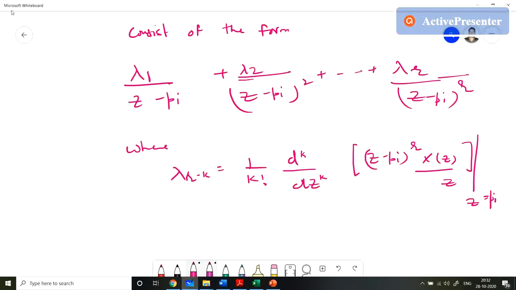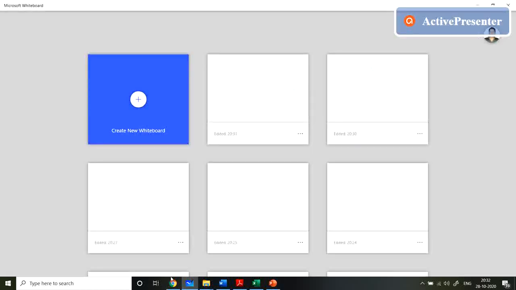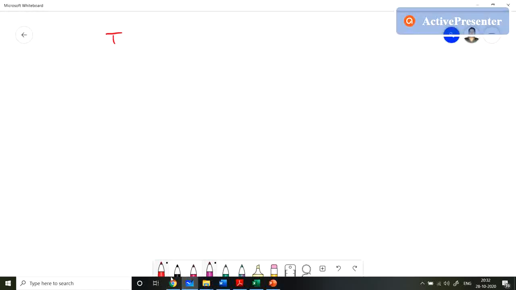So let us describe the system function. The next topic is the system function of a discrete time LTI system.